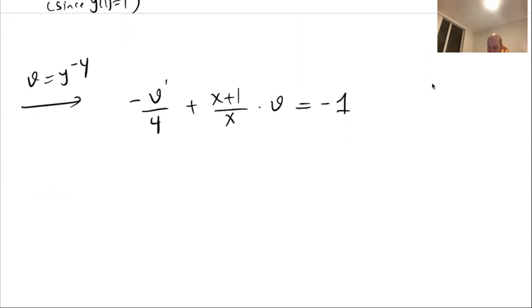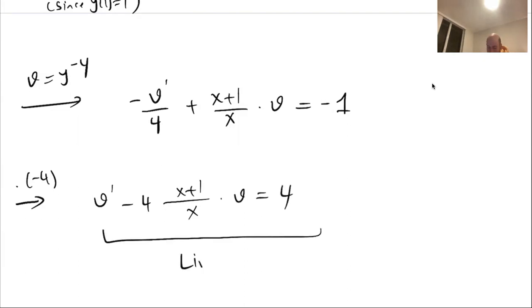Now, if I multiply everything by minus 4, then I'll have v prime minus 4 times x plus 1 over x times v equals 4. So this is a linear first order ODE. Remember, v prime plus p of x times v equals f of x. Our independent variable right now is x and our unknown function is v. We have to solve for v.